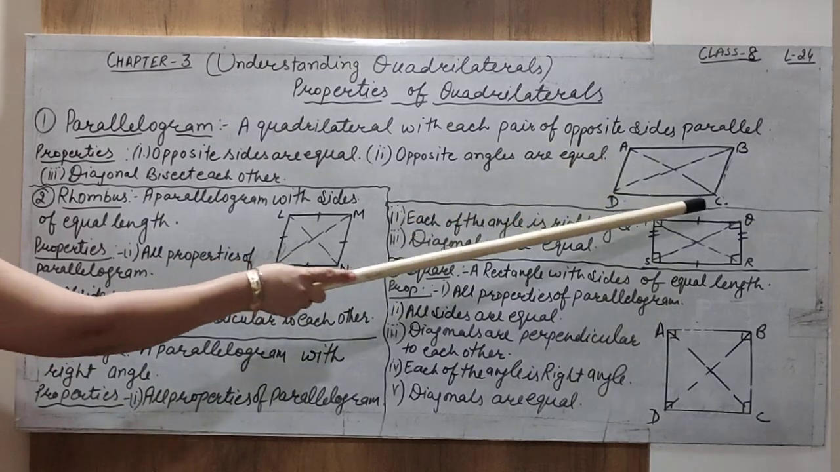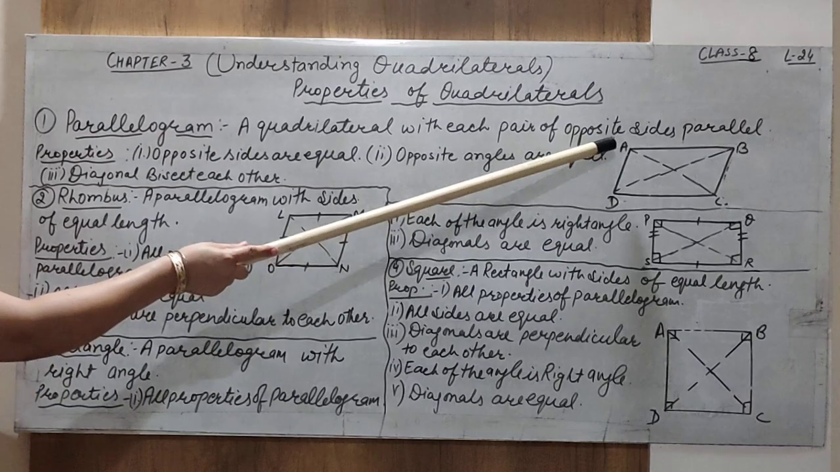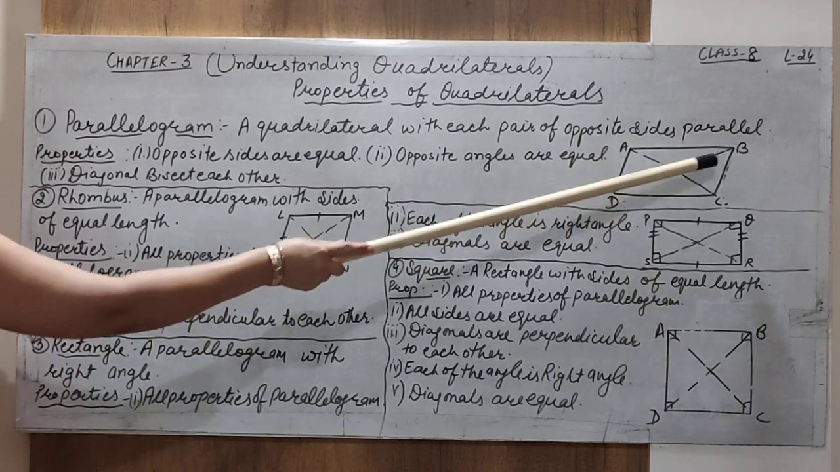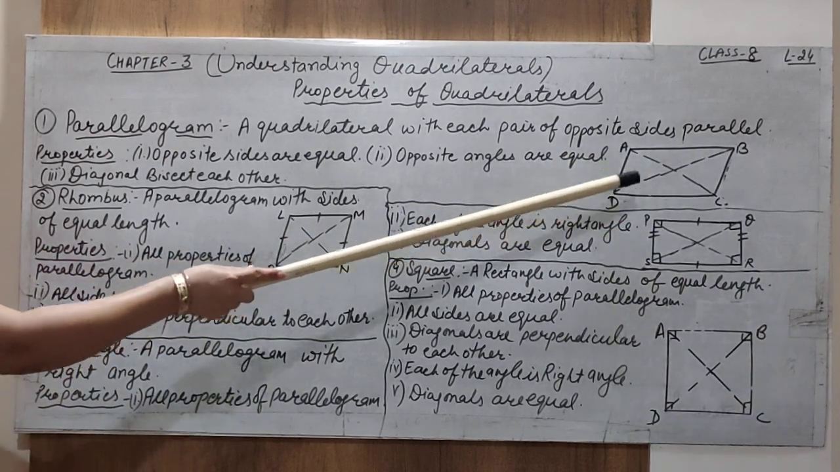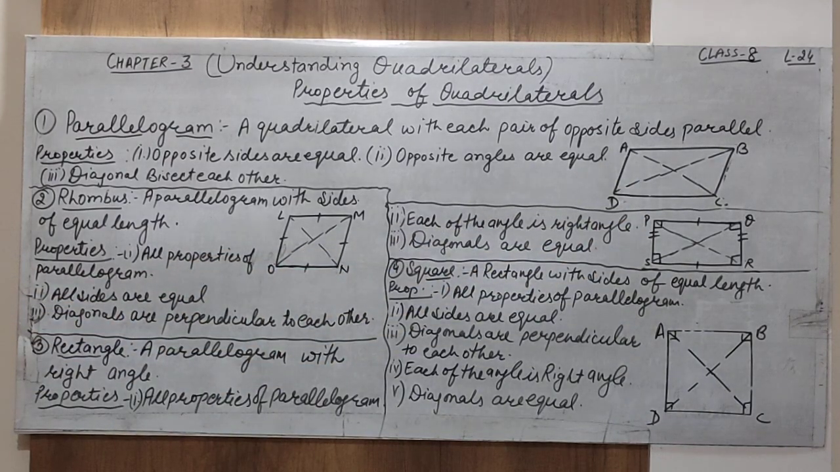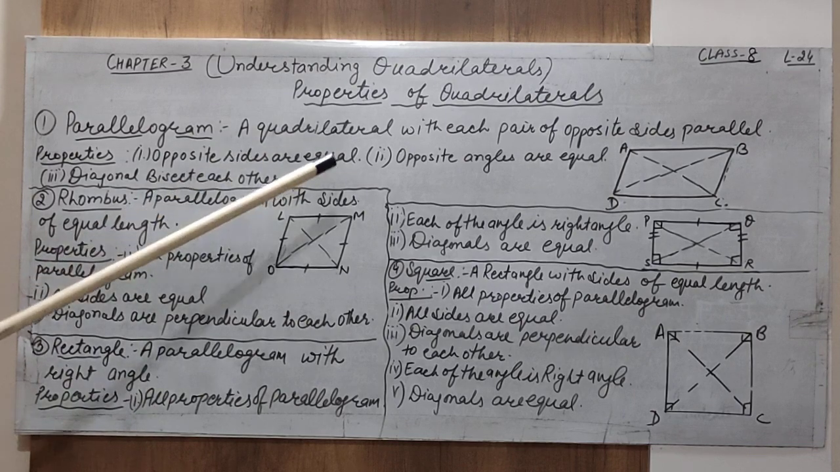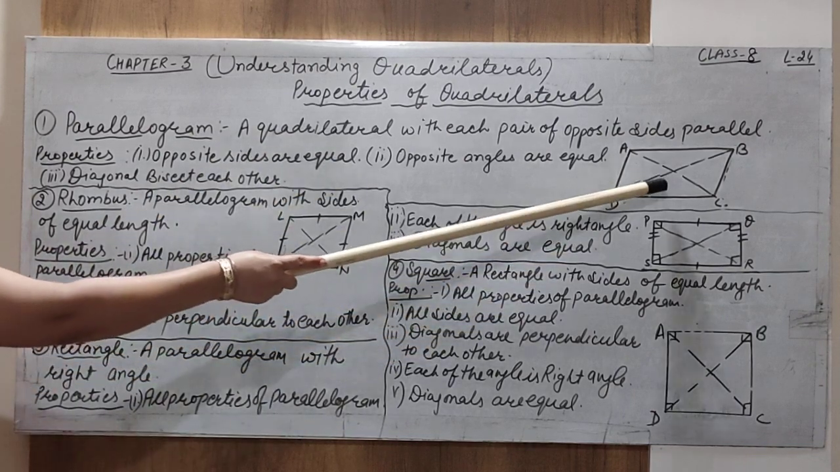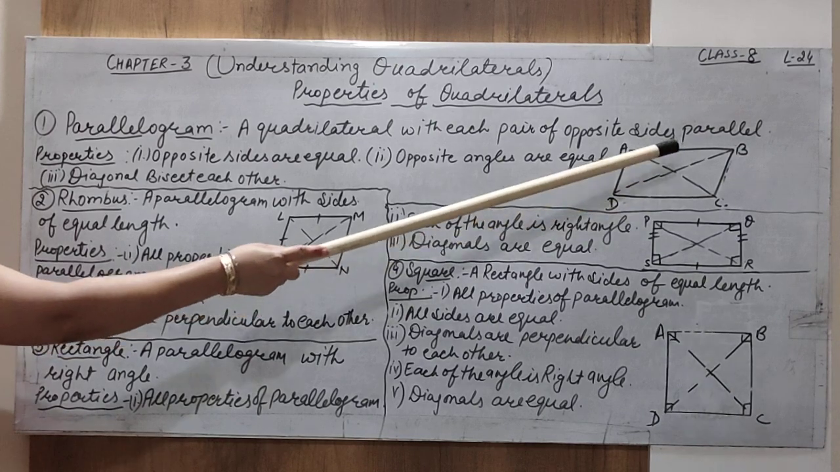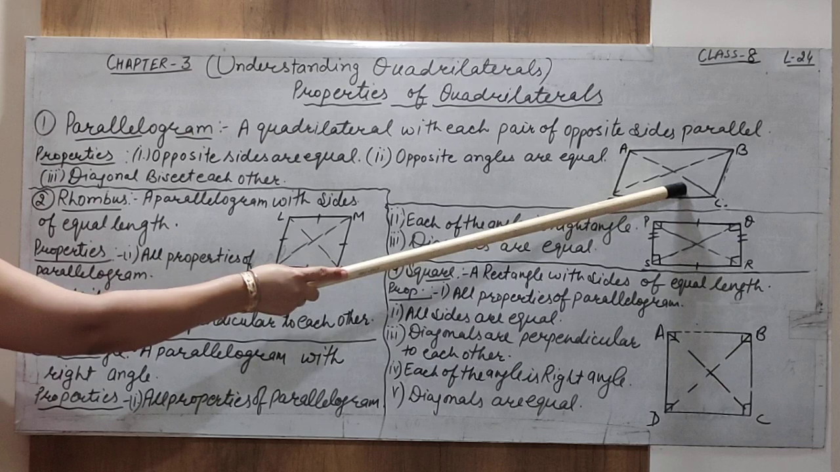If the diagonal AC is 8 centimeters, then after cutting, it is distributed equally as 4 and 4 centimeters. Bisect means cut in equal parts. That is called bisect. Bi means two and sect means part. So when two diagonals of the parallelogram cut each other, they cut in equal parts. That is, the first part is equal to the second part.